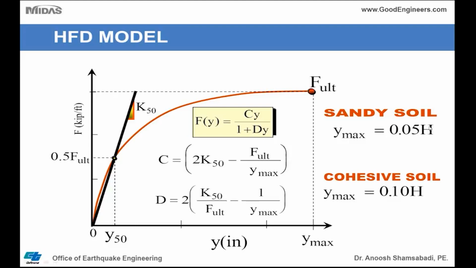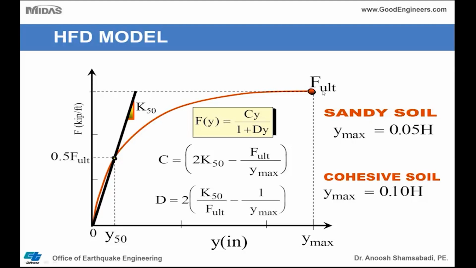H is the depth of the bridge or the height of the back wall. So very simple calculation. And if it's a cohesive soil, like clay type of material, Y max is 0.1 times H, which basically means it takes a lot more displacement to mobilize to get to the F ultimate.